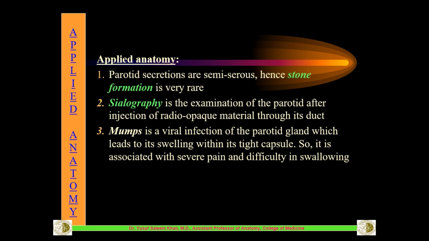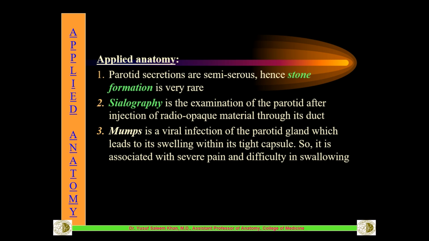Coming to the applied aspect, the parotid secretions are semi-serous, hence stone formation is very rare in these cases compared to the other secretions. Because it is semi-serous, the stone formation is very rare. Sialography is the examination of the parotid after injection of radio-opaque material through its duct. If there is a blockage of the duct because of stones, even though it is rare, or because of something else, then a procedure is done where the radio-opaque dye is passed and then it is examined. This is called sialography.